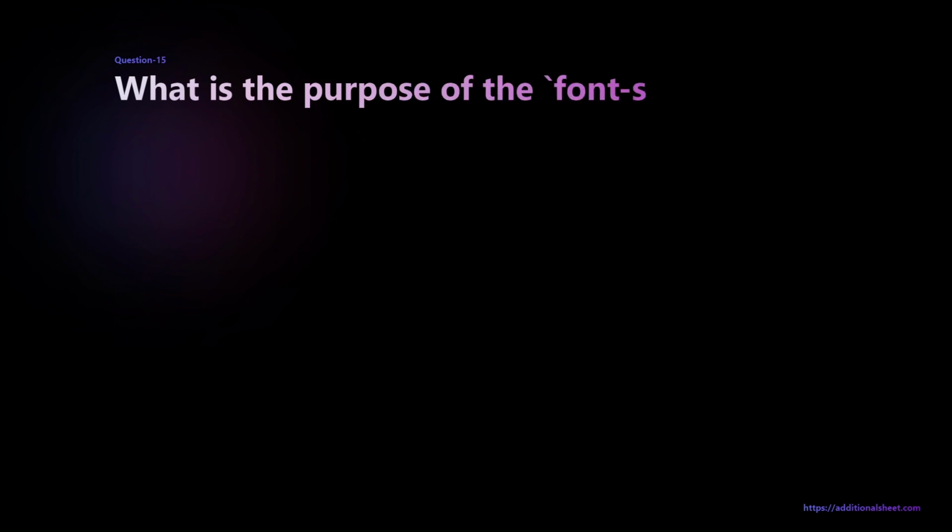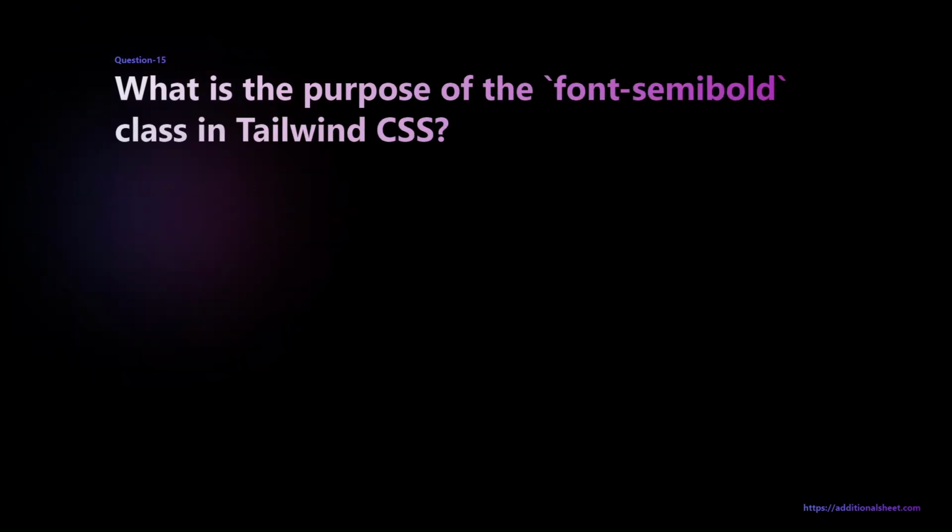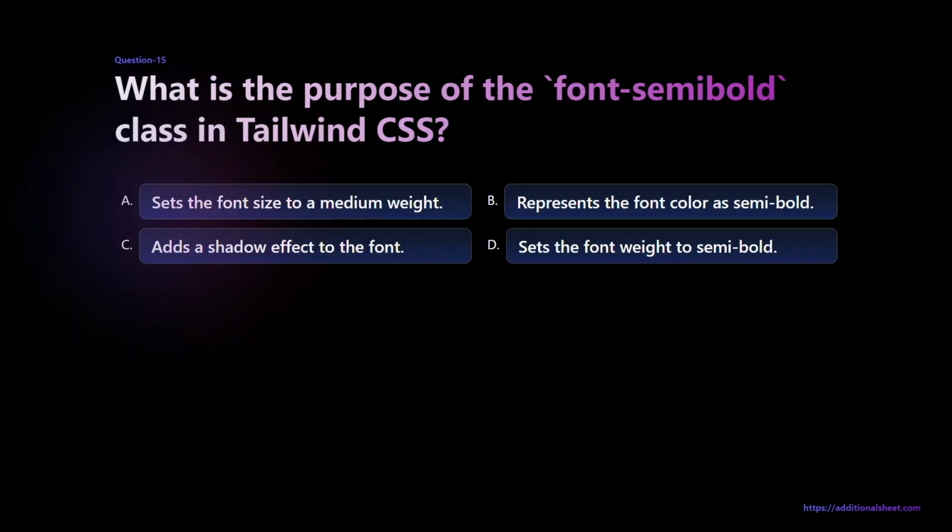What is the purpose of the font-semibold class in Tailwind CSS? Option A, sets the font size to a medium weight. Option B, represents the font color as semibold. Option C, adds a shadow effect to the font. Option D, sets the font weight to semibold. The correct answer is option D, sets the font weight to semibold.